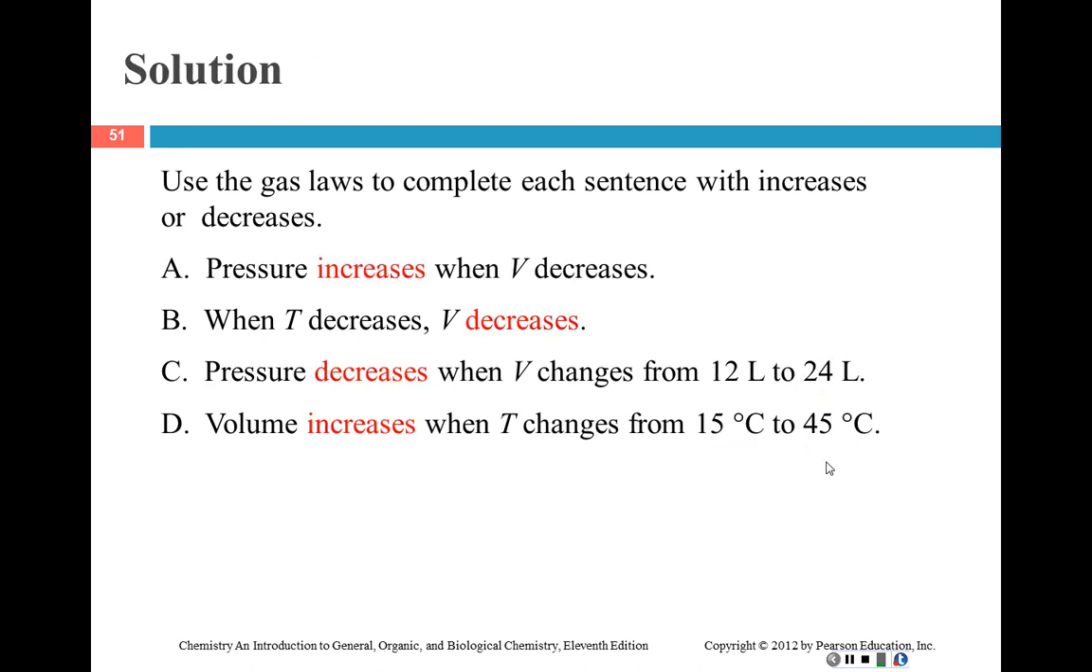So let's see how you did. Pressure increases when volume decreases. Temperature decreases as volume decreases. Pressure decreases when volume changes from 12 to 24 because the volume increased, and we could even say by what factor. And then volume increases as you increase the temperature. So just get all of those relationships in your head, because we're pushing through to the end of this, and we're going to combine them all together.